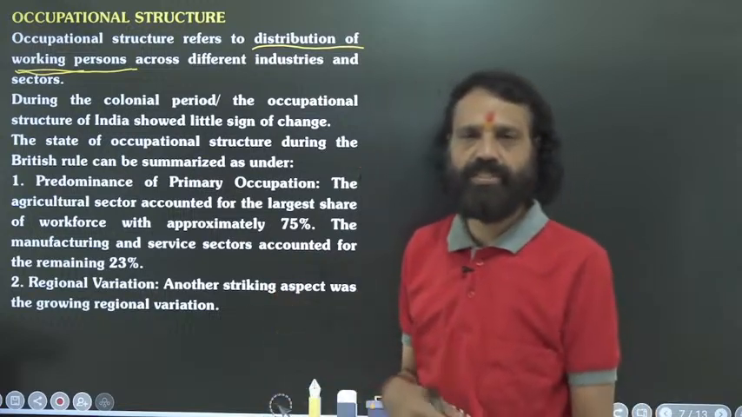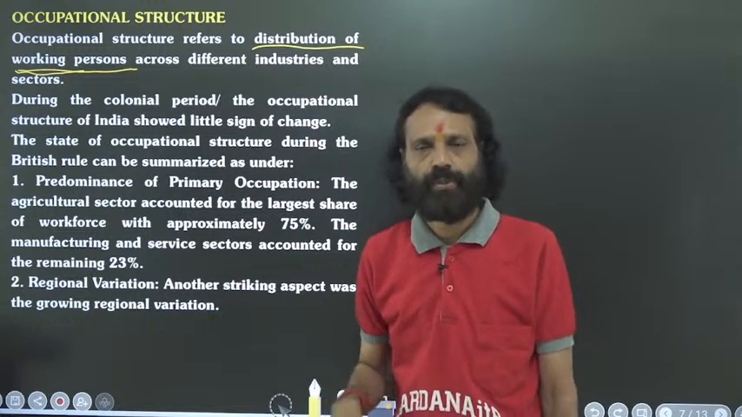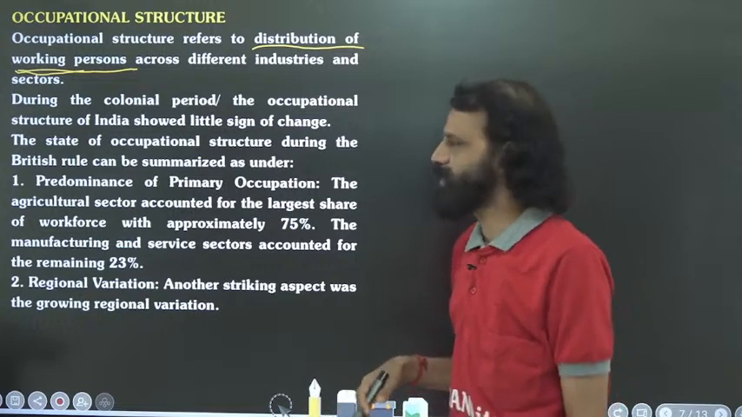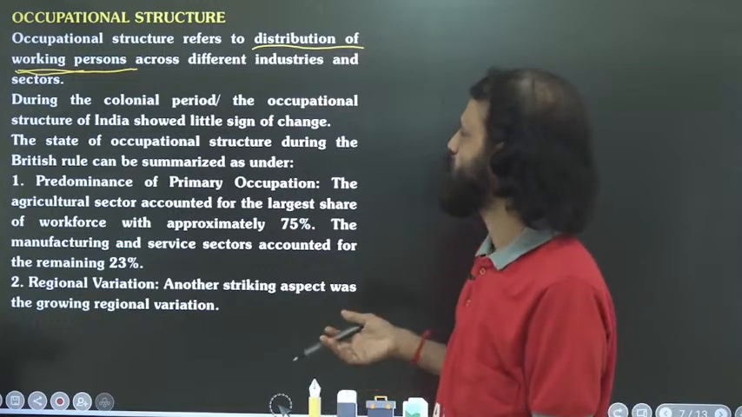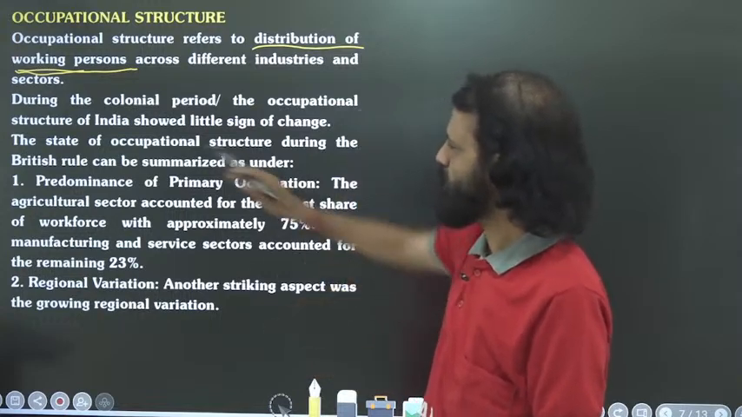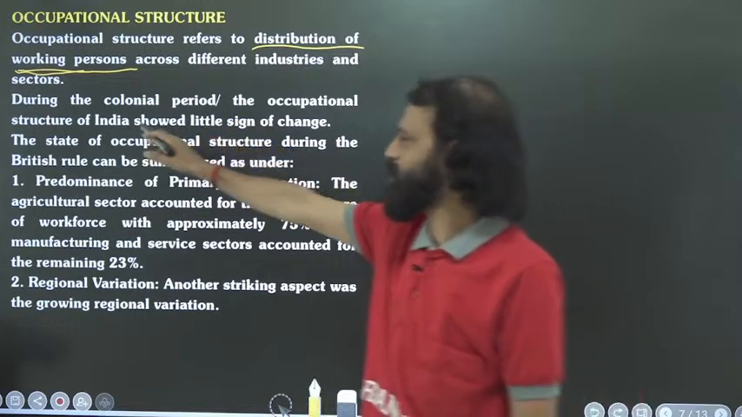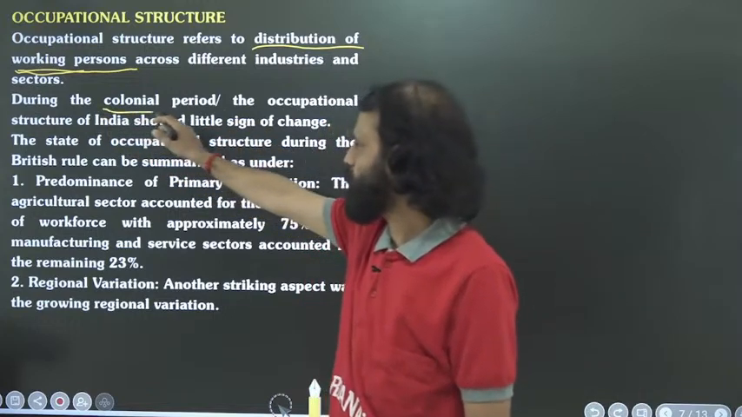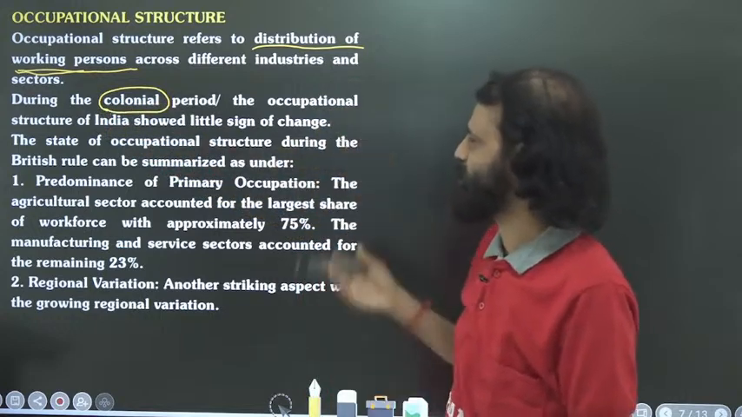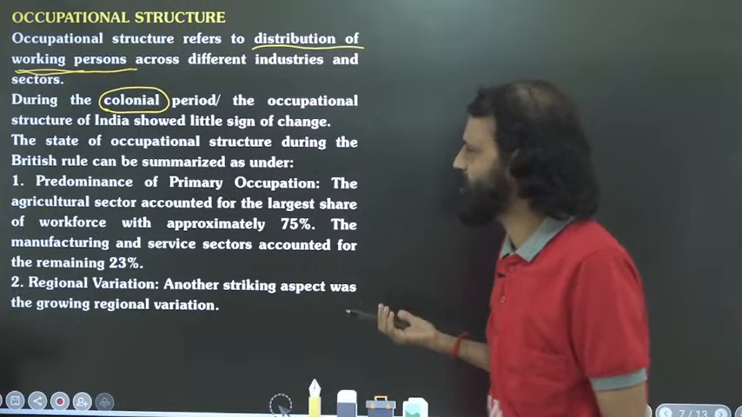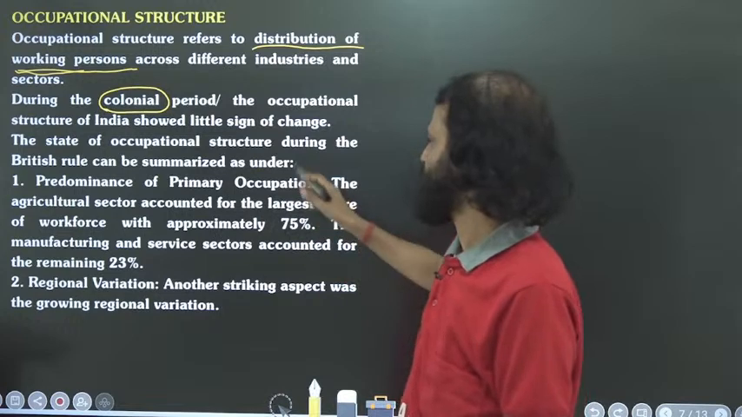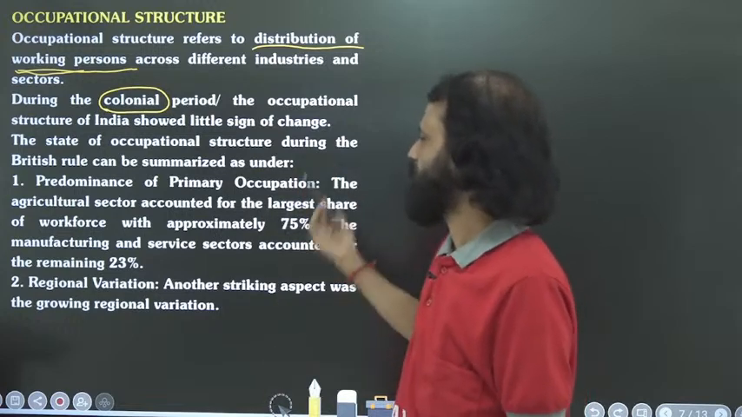There were many industries in India, especially the cotton industry, silk industry, and handicraft industries. So we can check what percentage of people worked in these industries. During the colonial period, we were a colony and Britain ruled us. The occupational structure of India showed little sign of change. The state of occupational structure during British rule can be summarized as follows.